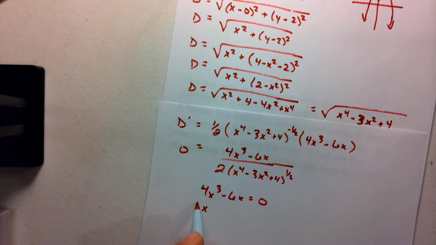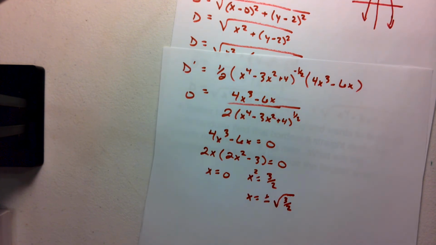I can pull out a 2x if you wish. So we end up with 2x times (2x squared minus 3) equal to 0. So I get first critical value of x equals 0. The second critical value, coming from 2x squared minus 3, I add 3 over, divide by 2. So I get x squared equals 3 halves. So x is going to equal plus or minus the square root of 3 halves.